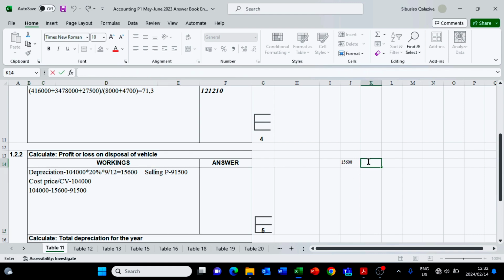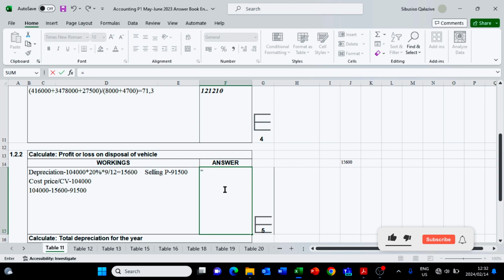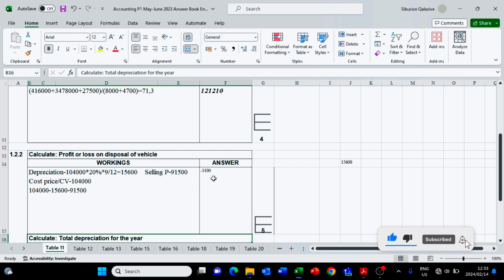So we are going to calculate on the side here. We're going to say 104,123 minus 15,600 minus 91,500, because this is going to be our final answer, which should give us 3,100.